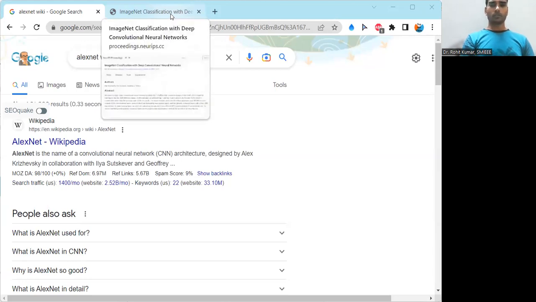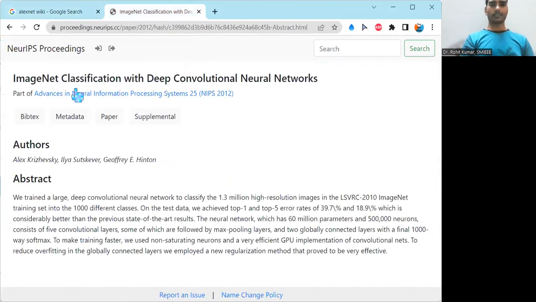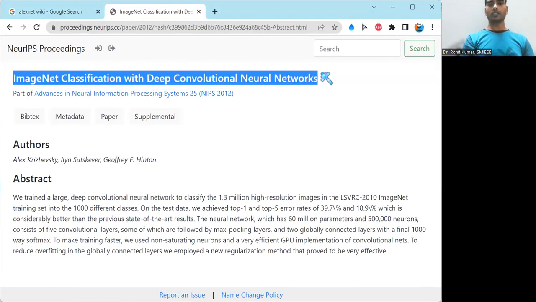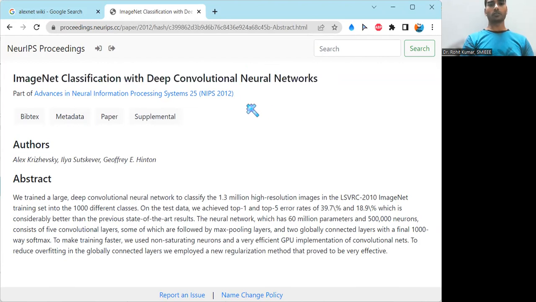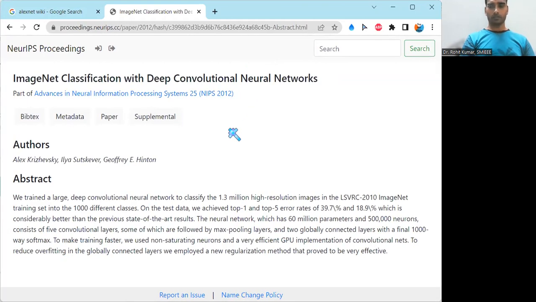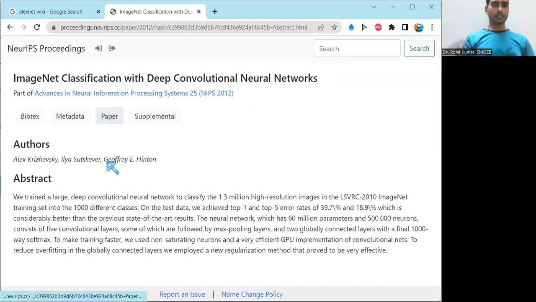Hey there, my name is Rohit Kumar, and today's focus is AlexNet. We are going to show you the paper "ImageNet Classification with Deep Convolutional Neural Networks," where we will discuss the different key terms related to AlexNet. This work is part of Advances in Neural Information Processing Systems, NIPS 2012. The paper is a bit old, but still a lot of related details are there, especially for AI and machine learning enthusiasts. So let's start.